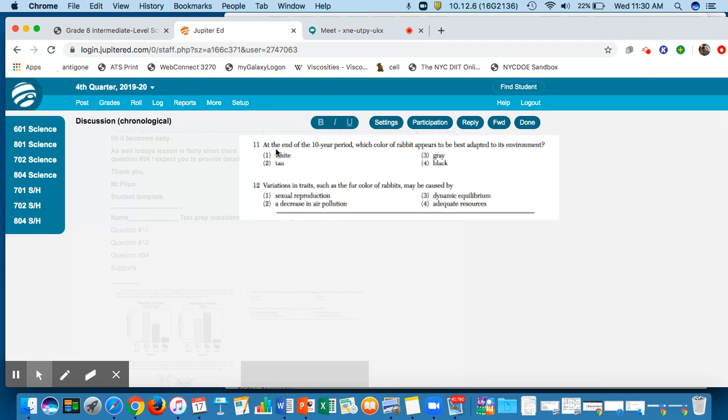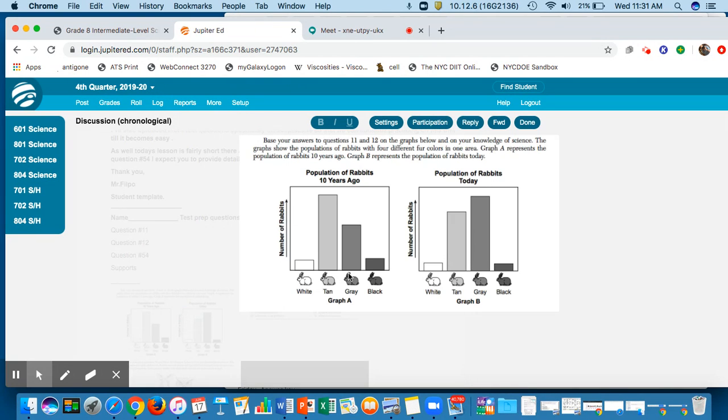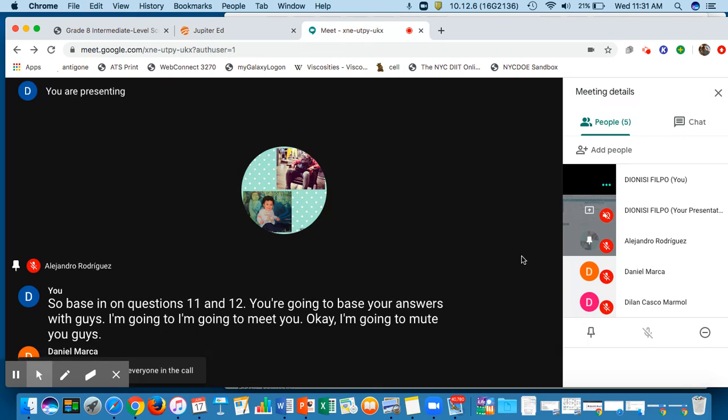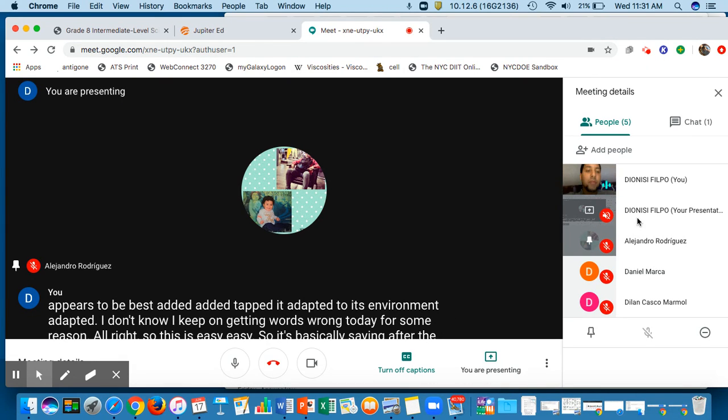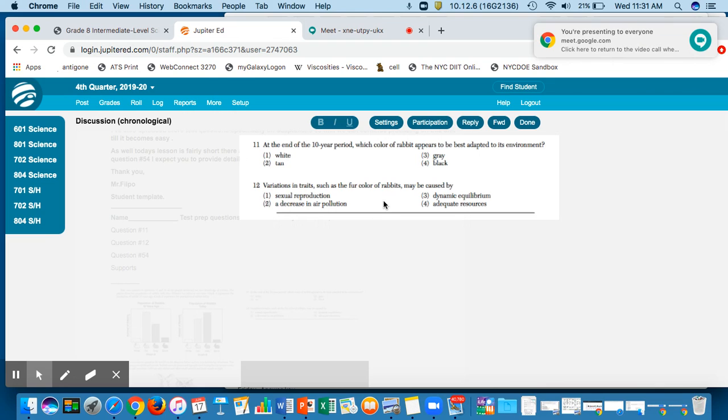So we look at question number 11. At the end of the 10-year period, which color of rabbit appears to be best adapted to its environment? Adapted. I keep on getting words wrong today for some reason. All right, so this is easy. It's basically saying after the 10 years, which rabbit was the one that was best adapted? Should I unmute you? No, I don't want you to give away the answers, so I'm not going to unmute you.